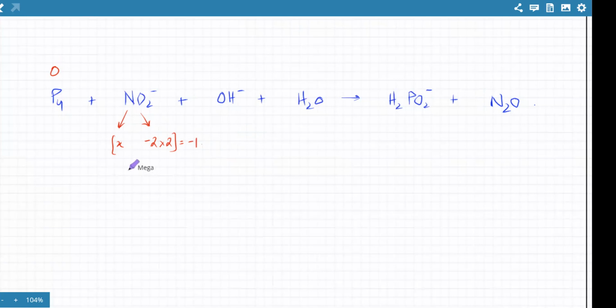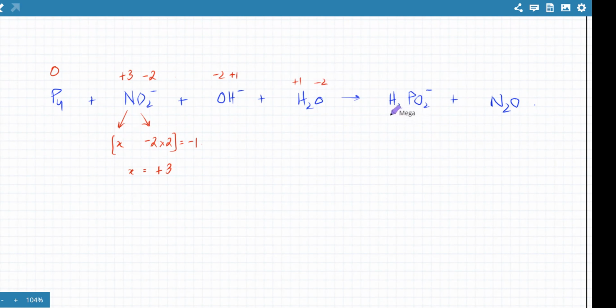And if we solve for X, what do I get? I think it's going to be +3. So that means N over here is +3 and O has an oxidation state of -2. O and H, you already know that. O is -2, H is +1.